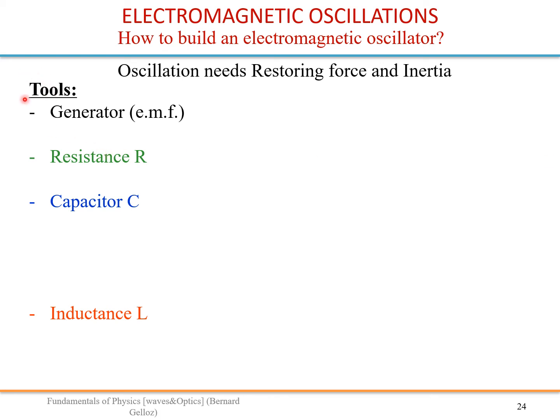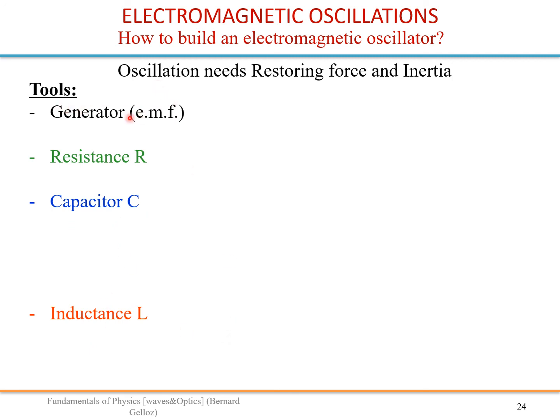So you have seen probably in FP3 different electrical elements, like a generator or EMF, resistance represented by R, or capacitor with properties C, which is a capacitance, and an inductance L. So which one to choose and how to put them together in order to have an electromagnetic oscillator? So physically, let's look, we need a restoring force and inertia. That's all we need. So where can we find this in these elements?